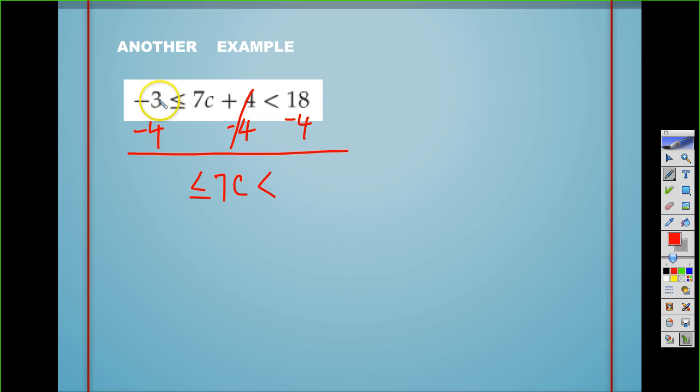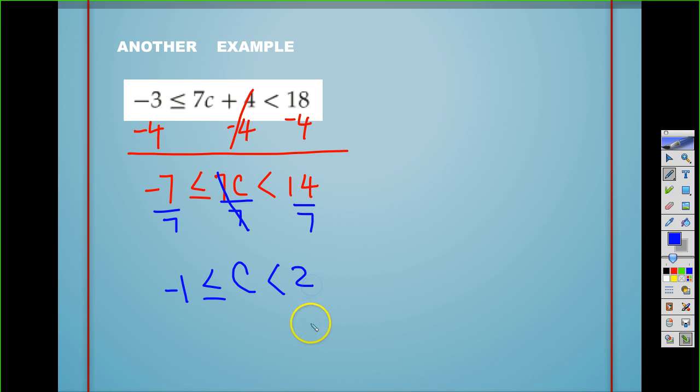Okay. And you have -3 minus 4, -7, 18 minus 4, 14. I like to do all of it at once. It just makes it easier for me and less complicated. And I'm going to divide by 7 on all sides, because now I have c by itself. -7 divided by 7, -1. 14 divided by 7 is 2. So here's my final answer.